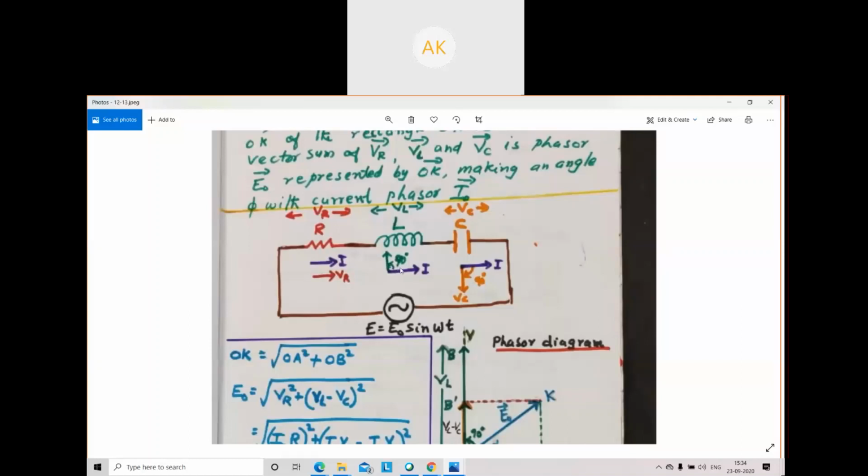Phase difference 90 degree. They are having a phase difference 90 degree. But we know current is lagging, voltage is leading. And here capacitor, we have seen capacitor, the current is leading and voltage lagging. Voltage lagging, current leading.